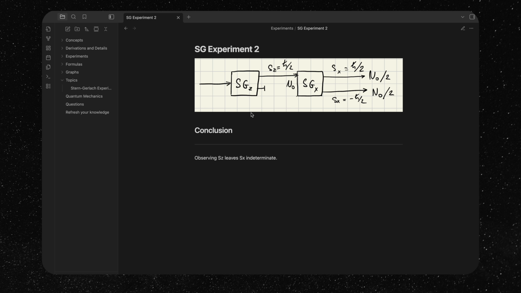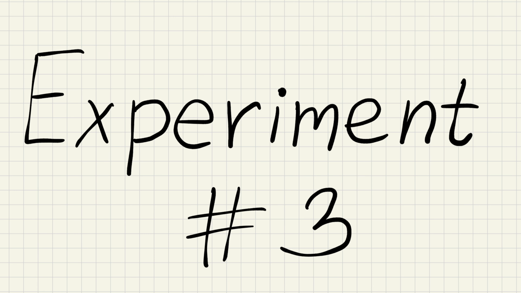The second experiment is, instead of sending the atoms into another SGZ device, we send them into an SGX device, which measures spin along the x-axis. Here things change. The spin-up atoms from the SGZ device come out of SGX as a 50-50 mix. Some spin up and some spin down along the x-axis. This is because measuring spin along z makes the spin along x indeterminate. In other words, once you choose to measure a different axis, the previous information no longer holds. We erase that information.